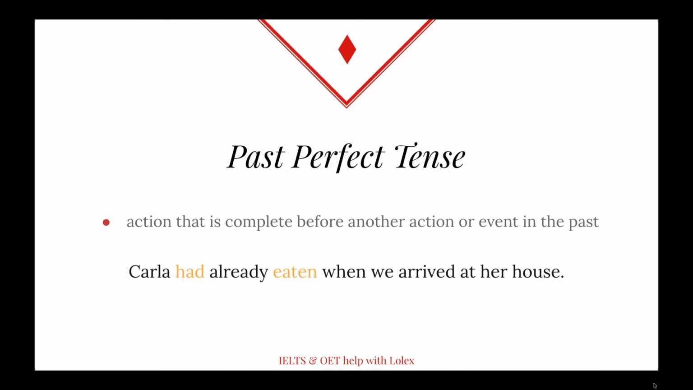Here's an example. Carla had already eaten when we arrived at her house. There are two actions here, eating and arriving. Eat is in the past perfect and arrive is in the simple past. So we know that the eating was completed first. When you have two verbs in a sentence, one in the simple past and one in the past perfect, the past perfect action finished before the simple past action.